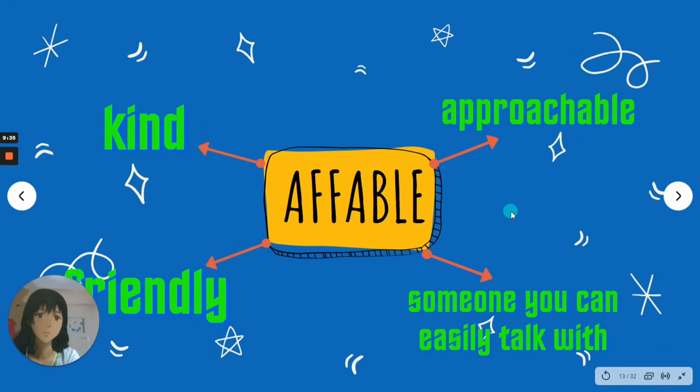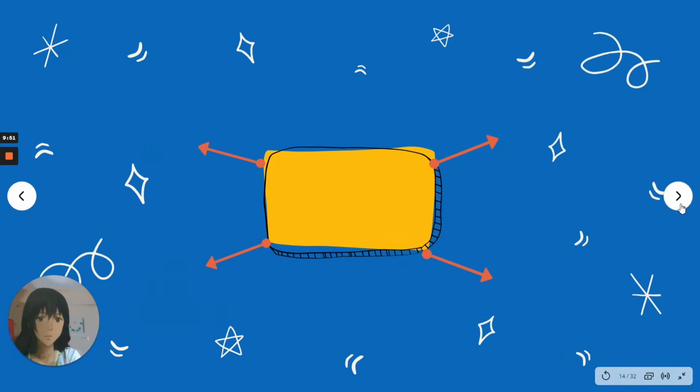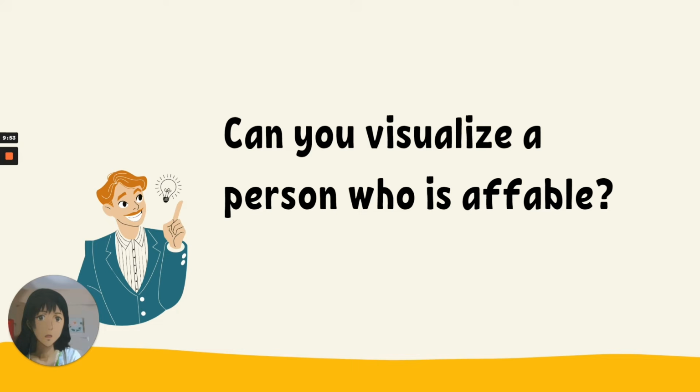Therefore, we can say that affable means kind, friendly, approachable, and someone you can easily talk with. Can you think of a person who is affable to you? Well, I hope you can visualize a person who is affable.